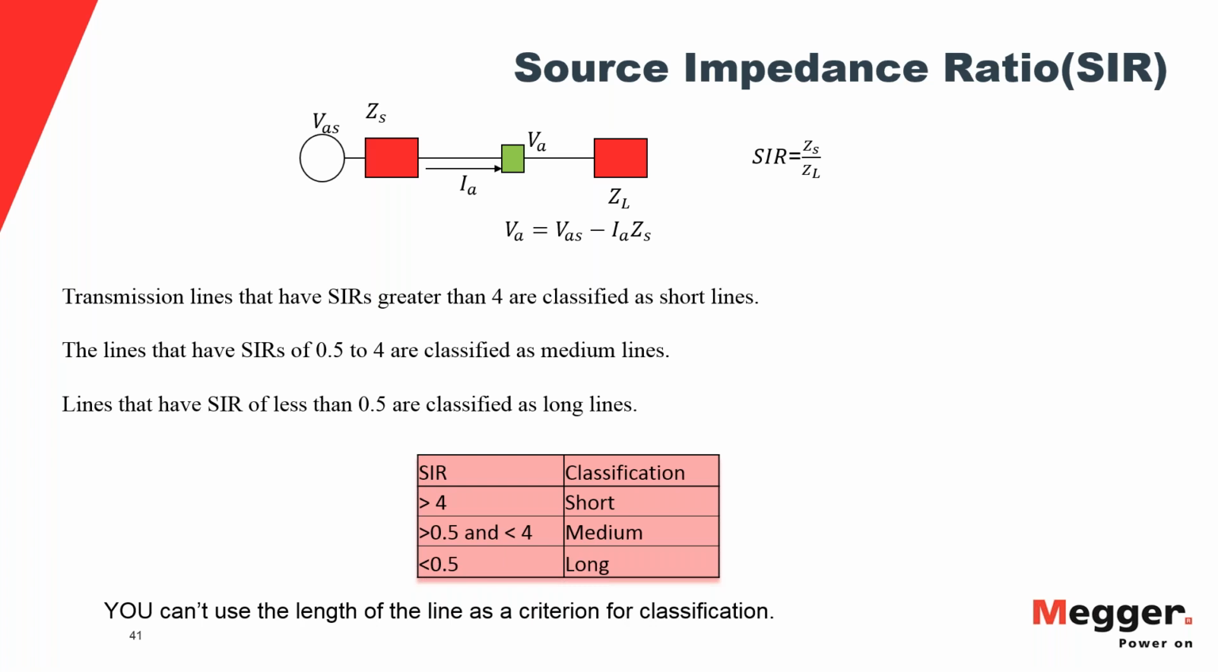Next question is, when do we incorporate SIR? That's a really good question. I can talk about when we incorporate SIR during testing. As Abel mentioned, source impedance ratio basically compares the measured impedance to the fault with the calculated source impedance.